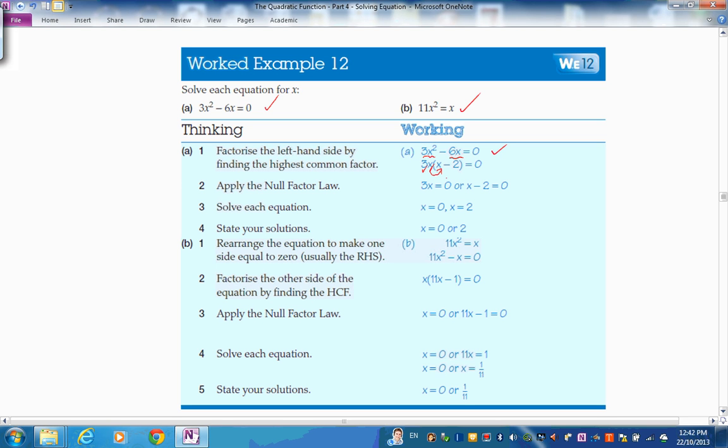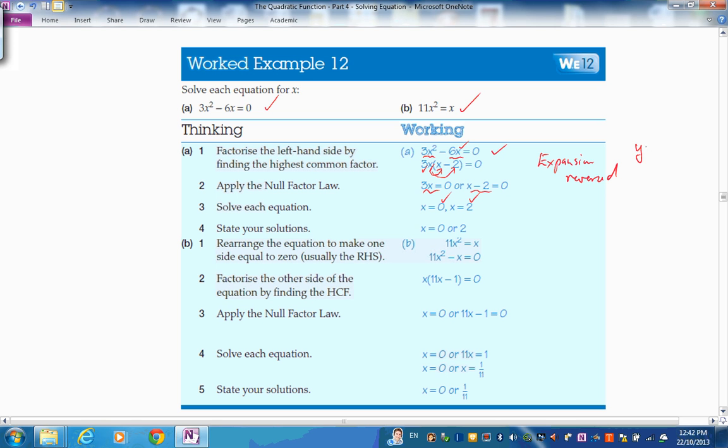It's the reverse of FOIL. What do you multiply 3x by to get neg 6x? It's neg 2. So we're going to reverse the expansion rules. Expansion is being reversed to get our factors. Okay, then 3x is 0, or x take 2 is 0. So x is 0, or x is 2.